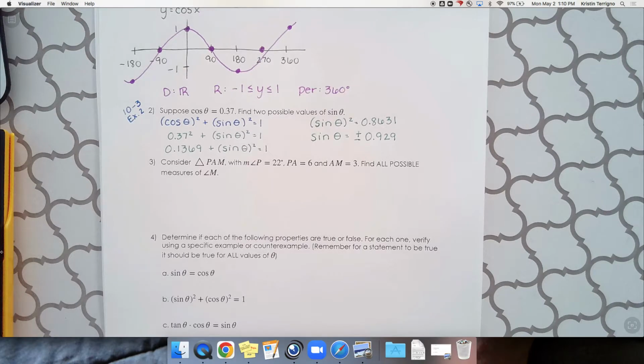So here's the thing. Here's why this plus or minus shows up. Let's see. Actually, maybe I'll just draw it on the board.